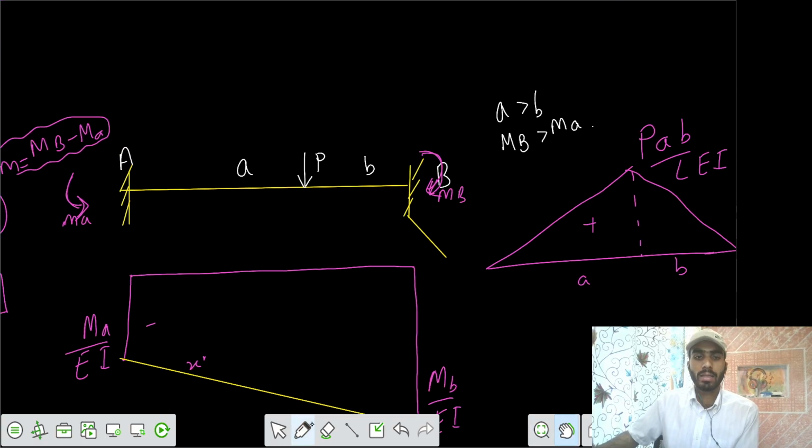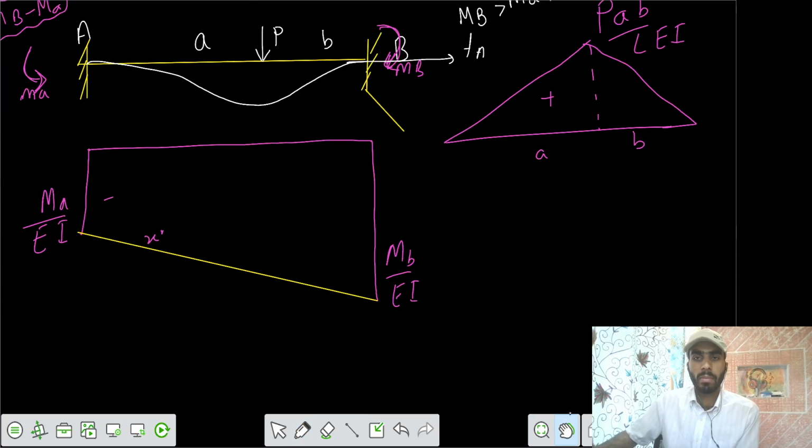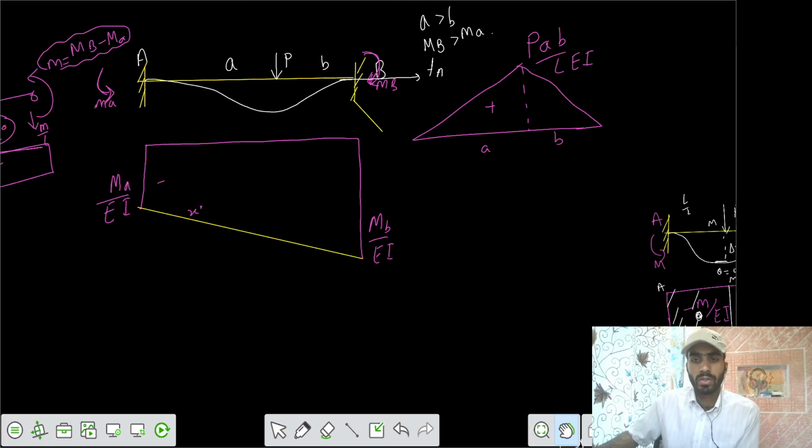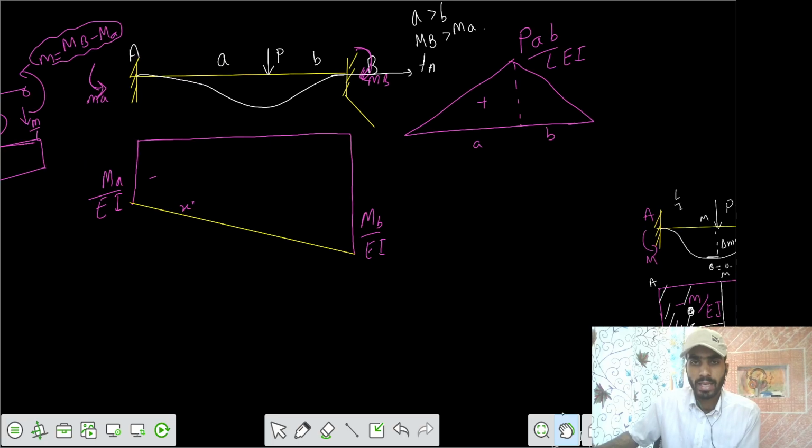By a similar trend, we can say that theta B with respect to the tangent drawn from A is theta B minus theta A, that equals 0 minus 0, equals 0. So this is our deflection profile, somewhat this way. Then we draw the tangent from A, then we say that theta BA equals 0, that equals the area between the 2 points. So let's calculate the area between the 2 points.